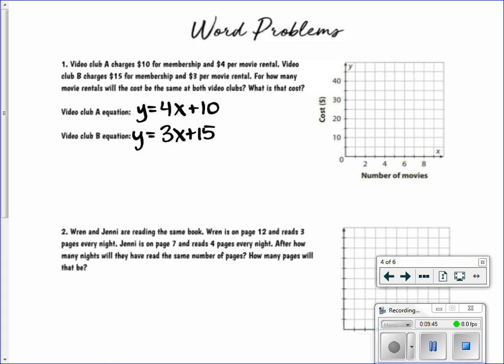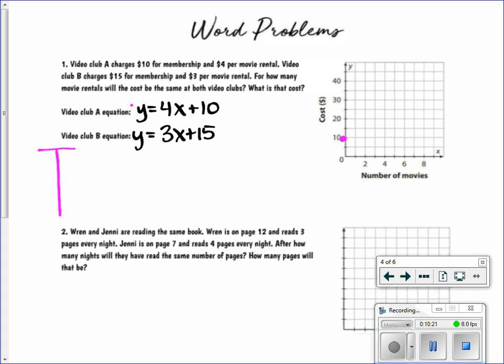So if we graph this, if we start with Video Club A, y-intercept at 10. Does that graph fit nicely? Okay. Our answer is where they cross. We could get lucky and maybe they cross at one of the exact numbers that we have on here. What could we do also? Instead of making it a graph, what's another way to show points other than graphing? A table. Can we make a table out of it?